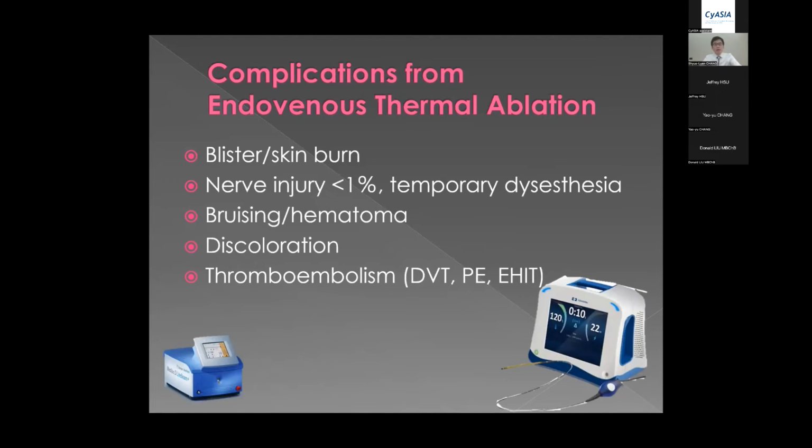Next, I'm going to talk about complications from endovenous thermal ablation, including blisters and skin burns. This usually develops in doctors who are not familiar with the procedure and use too much energy and too little tumescent anesthesia. Nerve injury is usually less than 1% and usually temporary. Bruising and hematoma are common. Discoloration occurs in some patients.